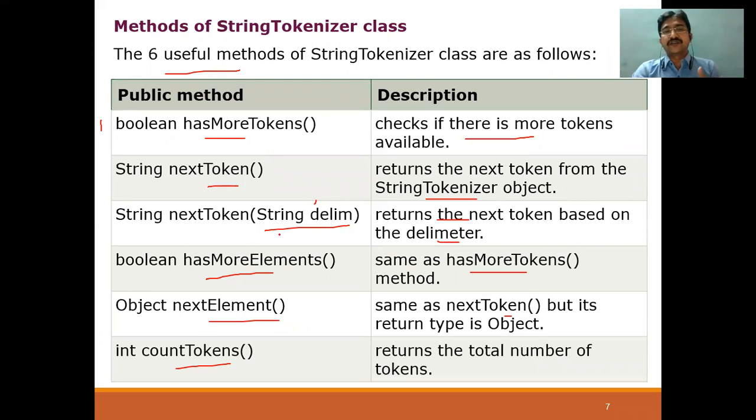Next token with a delimiter means it takes one parameter, and up to the delimiter you mention, it will be considered as the next token. Has more elements is the same as has more tokens. Next element is the same as next token, but here you consider strings in the next token; here you are considering normal elements. Next is count tokens. Count tokens is nothing but counting the number of tokens available.